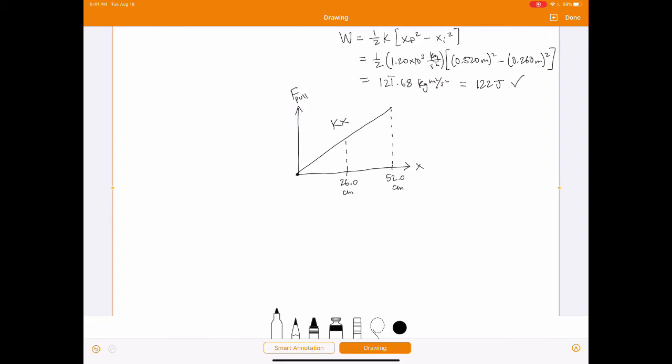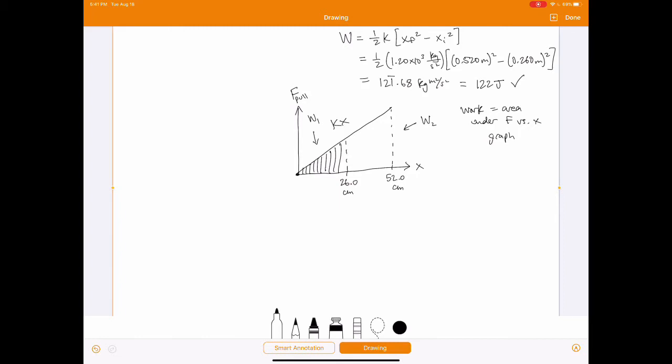We can call the work done in the first half of the stretch W1, and the work done in the second half of the stretch W2. And remember, work is given by the area under the F versus x graph. So the area under this graph gives us the work. The work that we calculated before is this area, which goes from 0 to 26 centimeters.